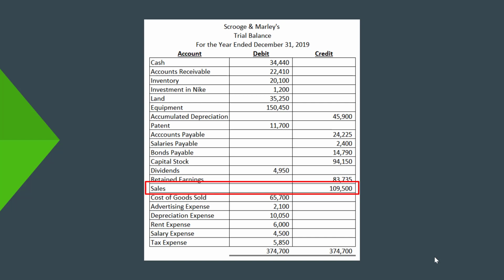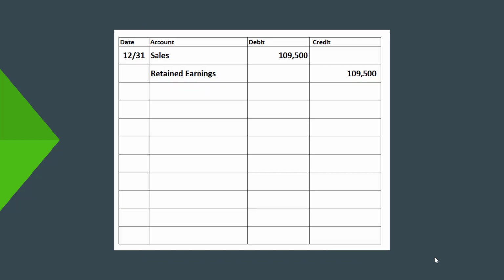So how would you get a credit balance of $109,500 to zero using a journal entry? Remember, to subtract out a balance in the accounting world, we need to use the opposite balance of what's currently there. So currently we have a credit balance of $109,500, so we will need to debit sales for that full amount. So our journal entry would look like this. We would debit sales for $109,500 and then credit retained earnings, essentially transferring the balance from sales into retained earnings.